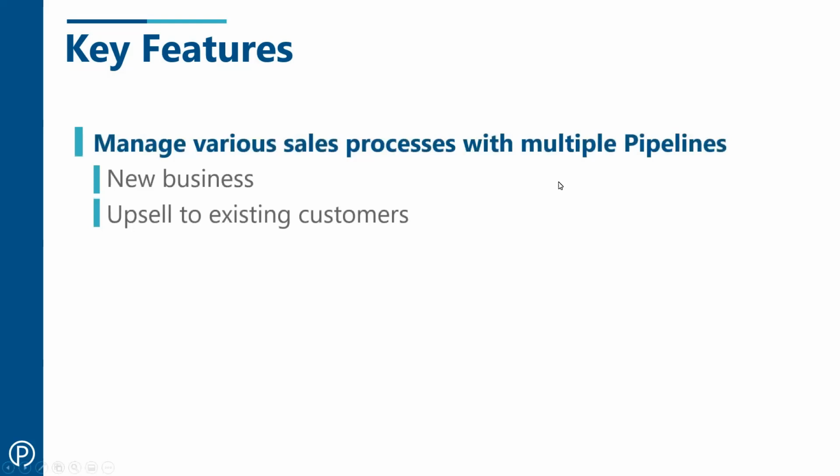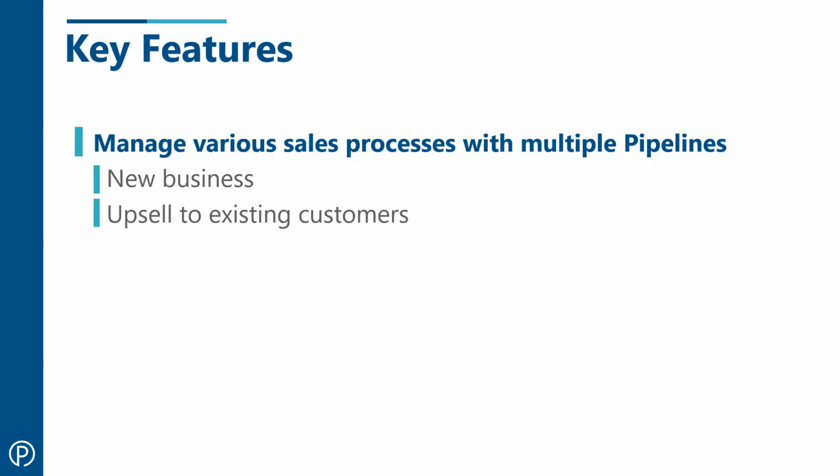The first is the ability to manage multiple or various sales processes with multiple pipelines within an opportunity record. For instance, you might use opportunities for new business to bring customers on board, or indeed to upsell additional products or different product ranges to your existing customers.